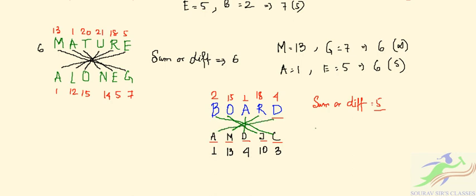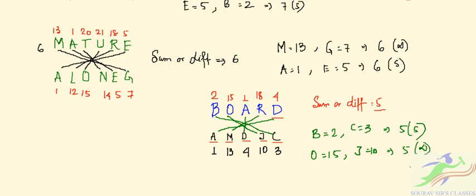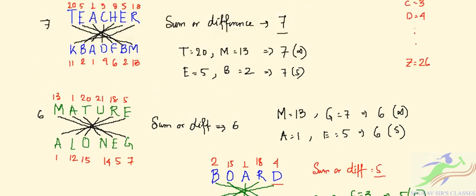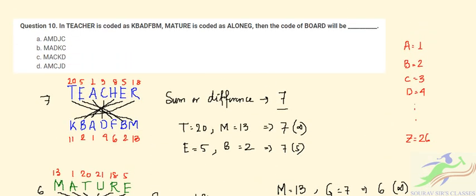So you can say that B equal to 2, C equal to 3, so it is coming 5. Next we have O equal to 15 and J equal to 10, so it is coming also as 5. So the sum or difference of the place values should be 5. So our correct option for this question number 10 is A.